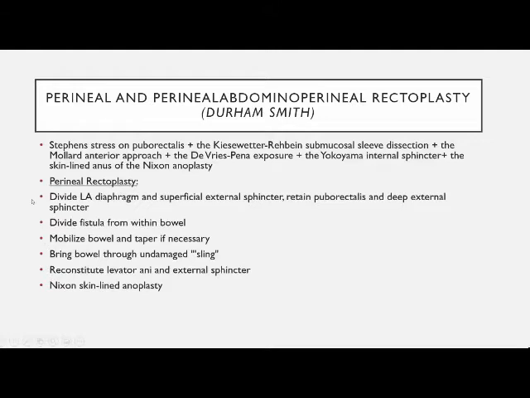In the perineal rectoplasty, the levator ani diaphragm is divided, and the superficial external sphincter is divided, while the puborectalis and deep part of the sphincter are retained. The fistula is divided from within the bowel, and the bowel is mobilized and tapered if necessary. This bowel is brought through an undamaged sling, that is, the puborectalis sling. The levator ani and external sphincter are reconstituted as in the PSARP procedure, and Nixon's anoplasty is done to provide a skin-lined anus.